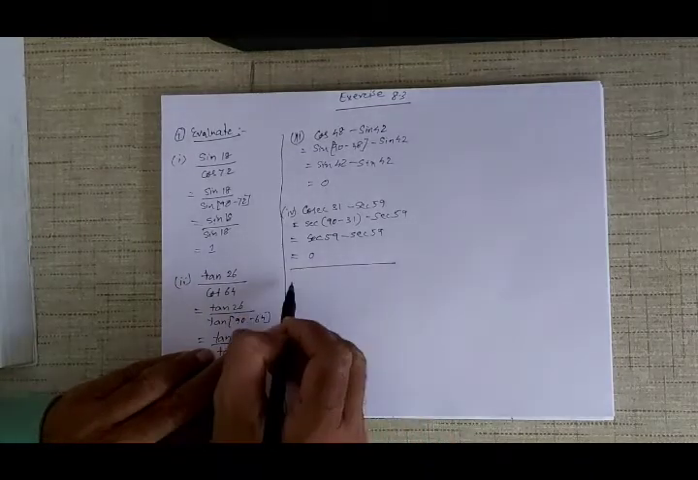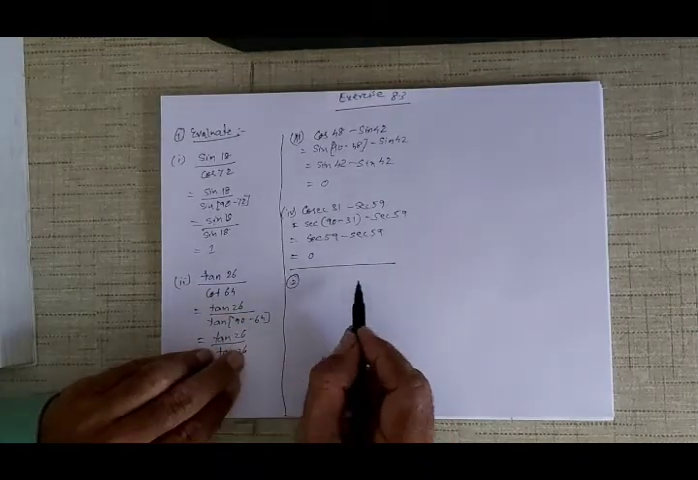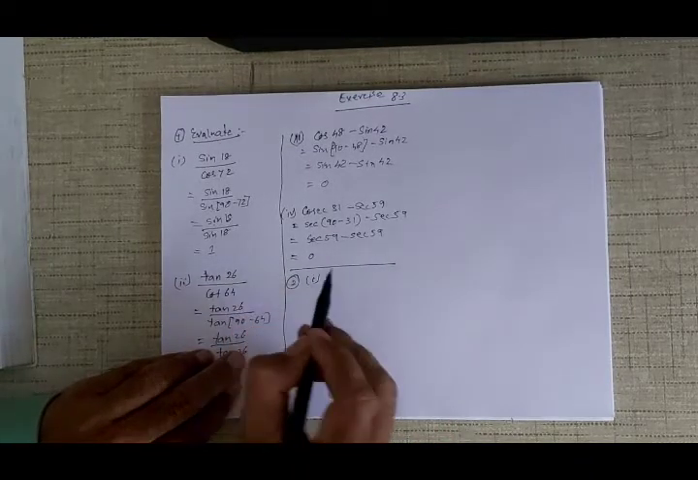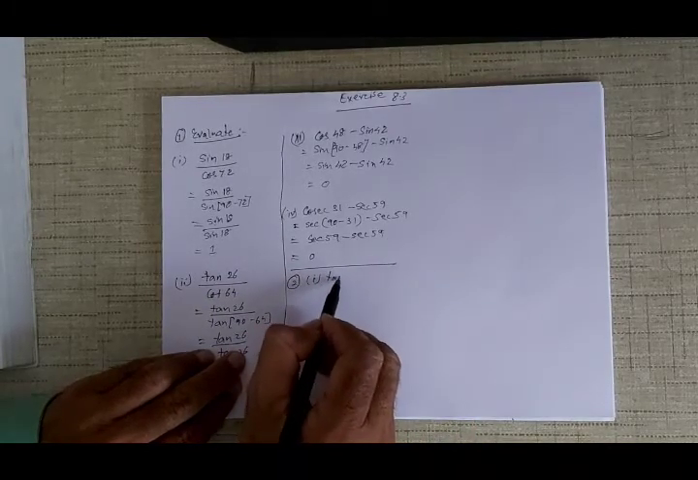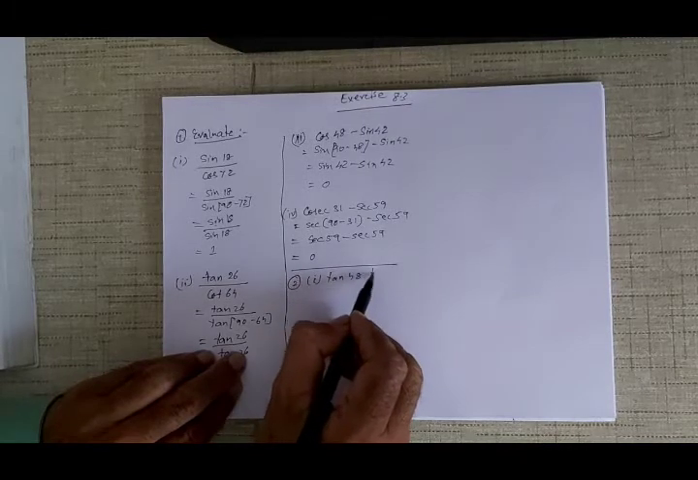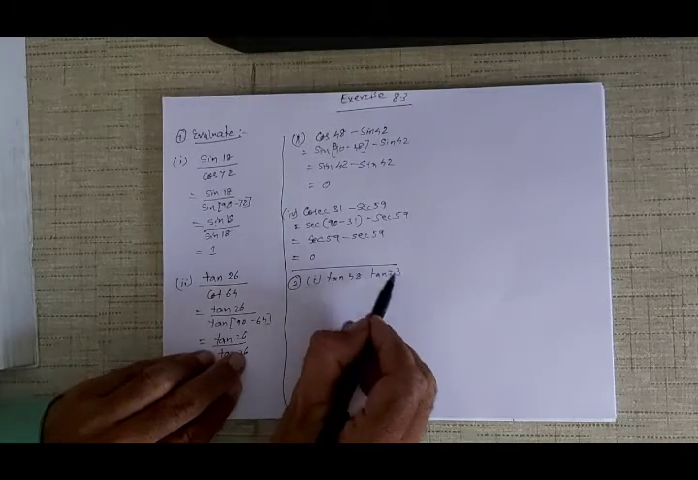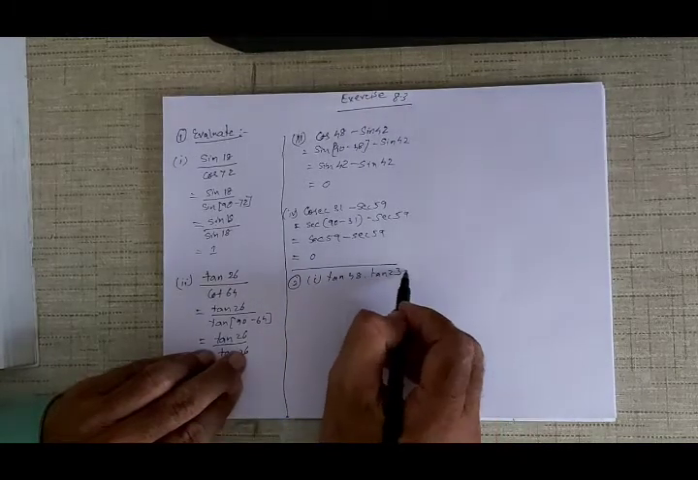Okay, let us see the second question now. Second question, first one, tan 48 dot tan 23 dot tan 42.